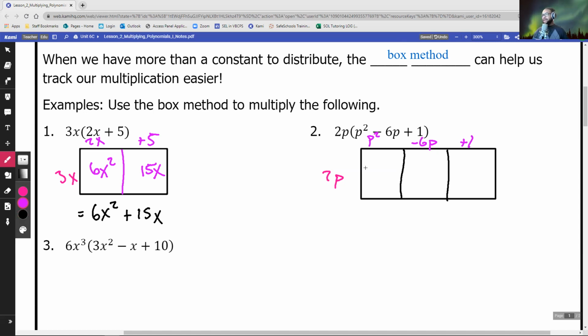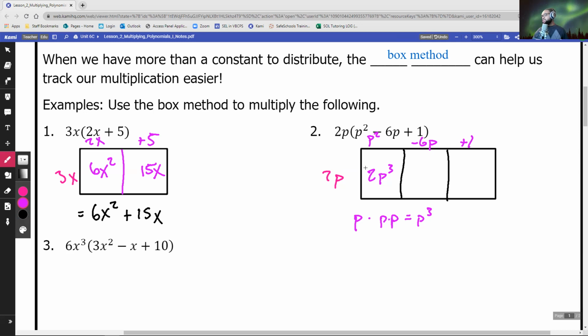And then we just go through and multiply this 2p to each of these terms and put it in the box below. So 2p times p squared, we get 2p cubed, because p times p squared is p cubed. And this is why we took the time to learn and master our laws of exponents, because they come back right here and now. But all of you did well with that unit. So we'll keep on going.